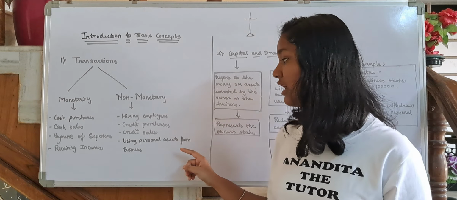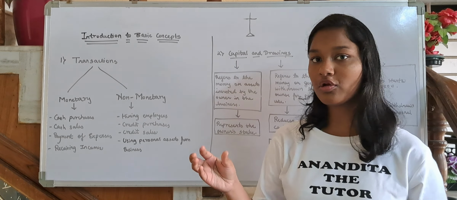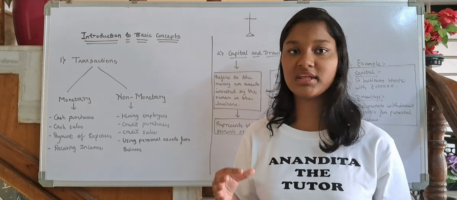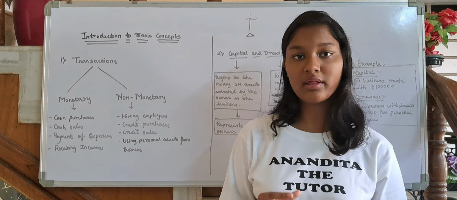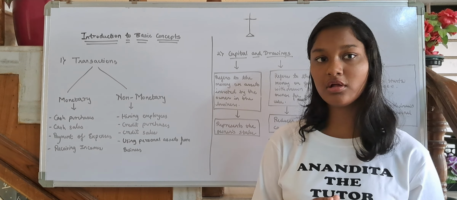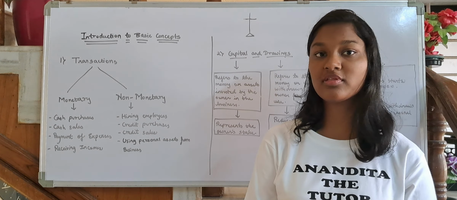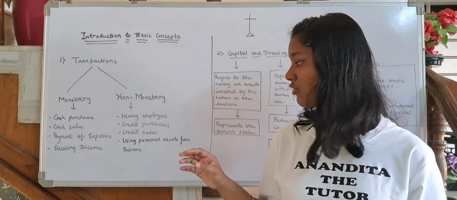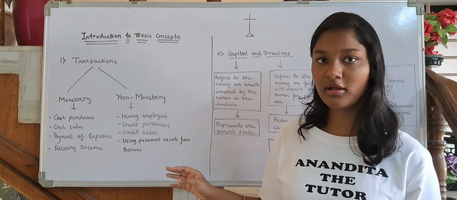And using personal assets from business. You are not withdrawing money from your business, you are using the assets from your business. An asset is not money, right? It can be money, but here you are not referring to money. You are referring to something else like machinery or furniture or whatever. So that will be a non-monetary transaction.